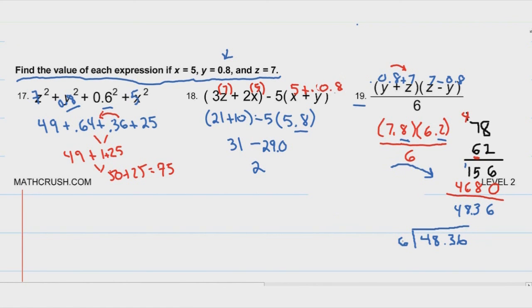So now you can divide, bring up the decimal straight up when you're dividing. You get a decimal there. 48 goes into 6 8 times. 8 times 6 is 48. You subtract. You get 0. You bring down the 3. 6 cannot go into 3, so you put a 0. You bring down the 6. You get 36. 6 goes into 36 6 times. And that equals 36. And if you subtract, you get 0. So our answer is 8.06.